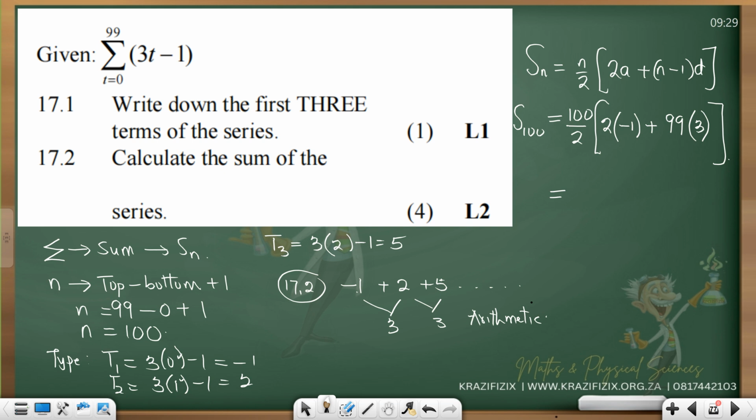So please be kind enough to give me an answer. Yes. 14750. Can we get a confirmation quickly? Yes, it's correct. Correct. Thank you very much.